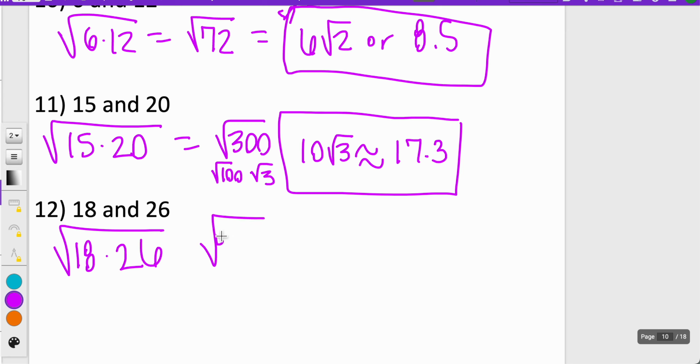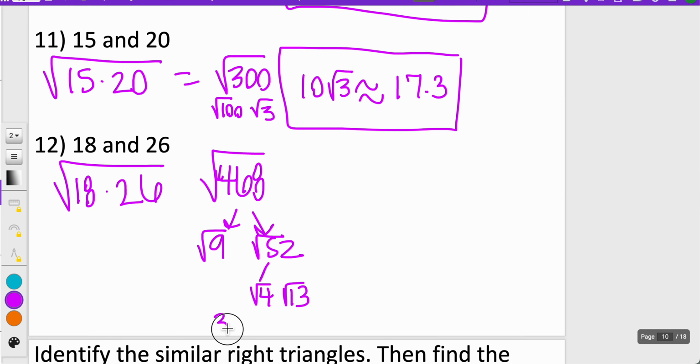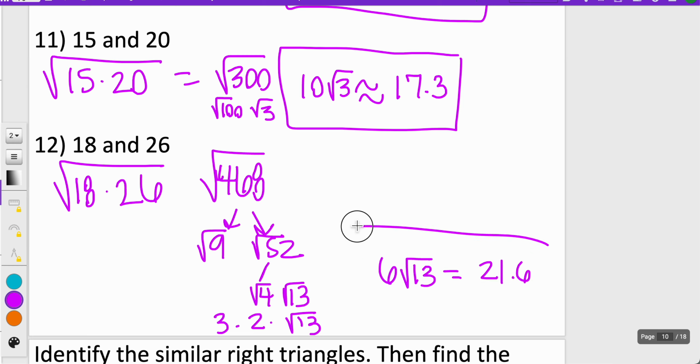468. And already I'm thinking 9 can go in 18, so probably 9 can go into 468. So I'm thinking square root 9 times square root 52, which then breaks down as 52 could be square root 4, square root 13. And then this is square root 9, which is 3. So 3 times 2 times square root 13, or 6 times square root 13, which is about 21.6.